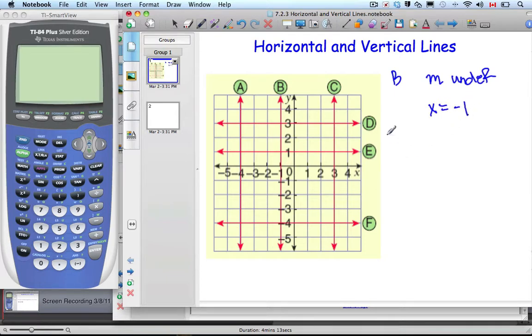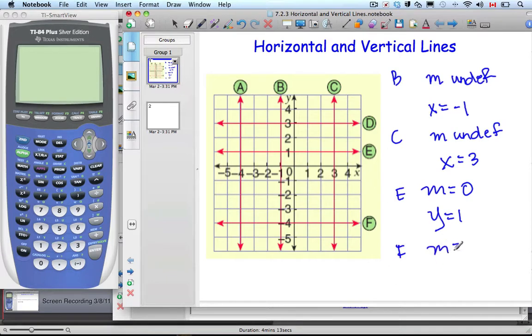Then if we go in order over to C, again, slope is undefined. And we have an equation of x equals 3. We did D, so we'll go to E. Here we have a slope of 0. And obviously every single one of these points is at y equals 1. And the last one has a slope of 0, and every point here is at y equals -4.